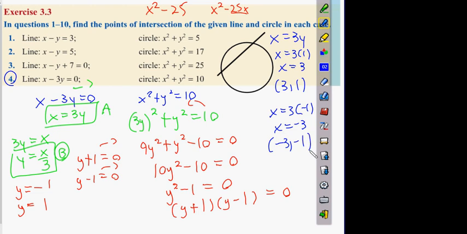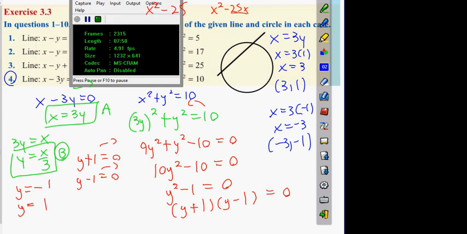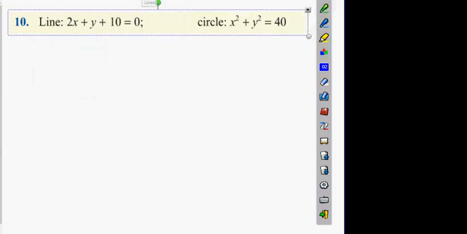Okay. Now, any questions on that one? Now guys, what we do here is bring the 2x over to the other side and the 10 over to the other side. Minus 2x minus 10. Replace y with minus 2x minus 10. So you're going to get x squared plus whatever y is squared equals 40. And it's minus 2x minus 10.